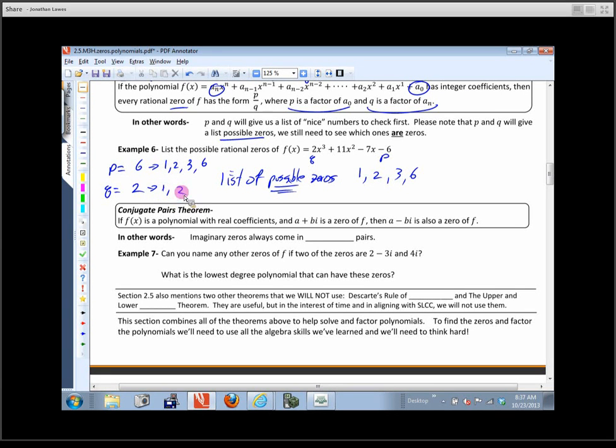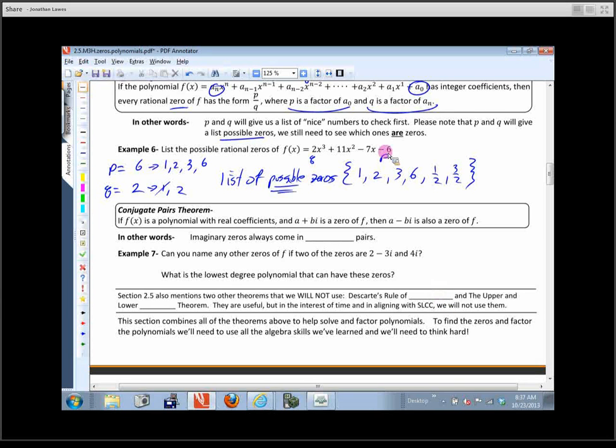Now it's this one's turn. So we're done with this guy right here. Let's do the 2. 1 over 2, 1/2. 2 over 2 is 1. It's already in my list. Do I need to write it again? Nope. Okay. 3 over 2. 3/2. 6 over 2. 6 over 2 is 3. So do I need to write that again? I don't. Okay. Put a set of brackets around this.